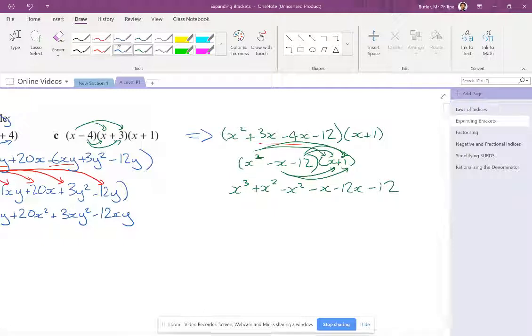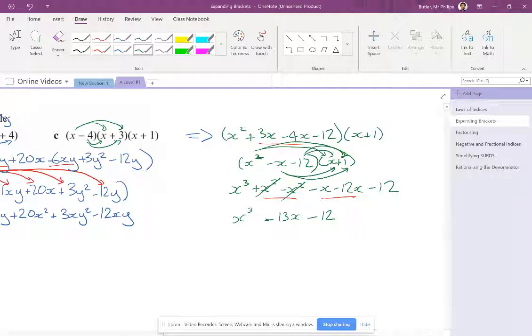Then you look for anything that you can simplify. And in this example, you can simplify those two and these two. And you're left with x cubed, and then these cancel out, so you don't write them because they equal 0, minus 13x minus 12. I quite like to cross things out when they cancel. You don't have to do that in your own working.